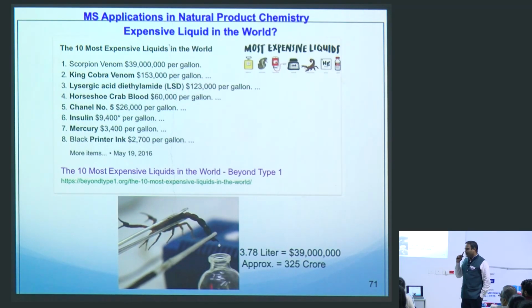So 1 ml is almost 1 crore. It comes in that range. Sorry, no, 100 milligram. Okay, so if you look, 1 liter is approximately 100 crore. So it's very expensive. There is a team, they visited Stanford. At that time I was a postdoc. Obviously we are still collaborating with them.